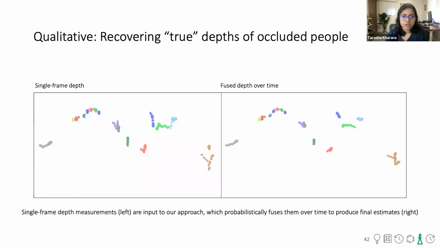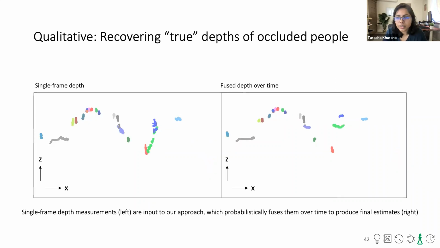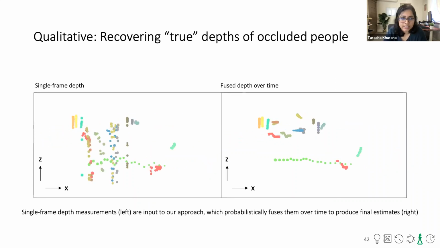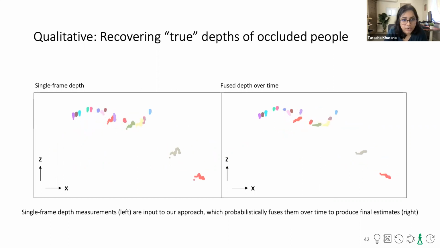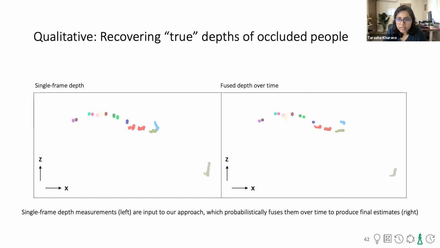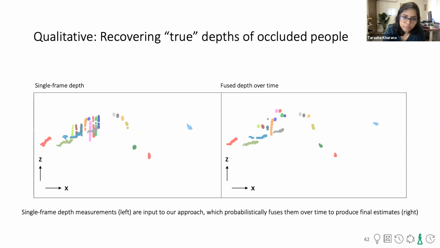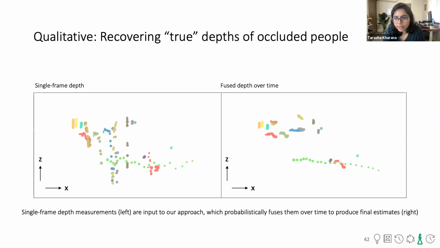Okay, so here on the left and the right, I'm showing top-down views of the same scene for the same time steps. And on the left, I plot the z values of all visible and occluded people as seen from the single frame depth estimates. And on the right, I'm comparing this with the depth estimates for occluded people and visible people as returned by our pipeline.